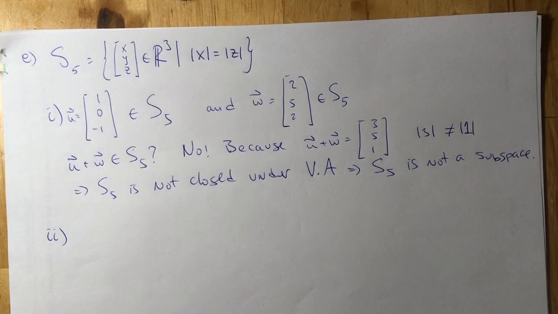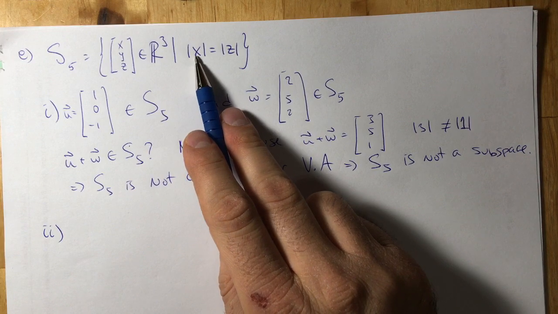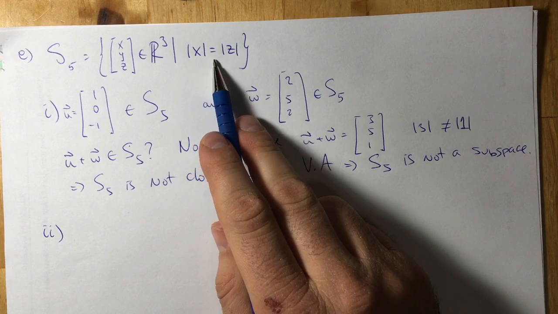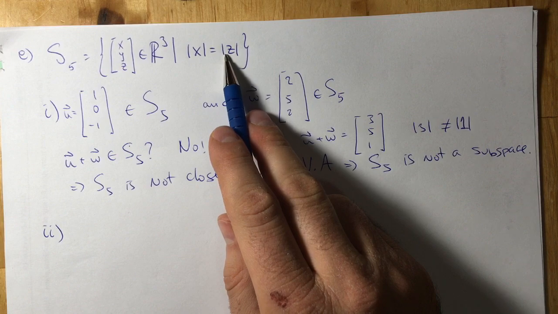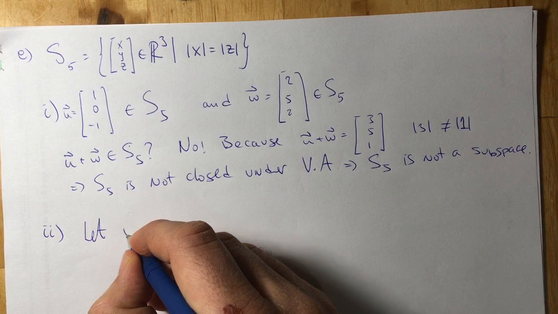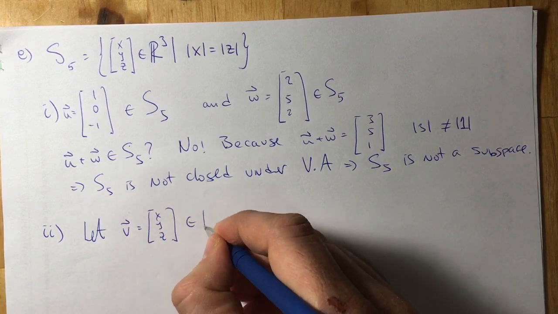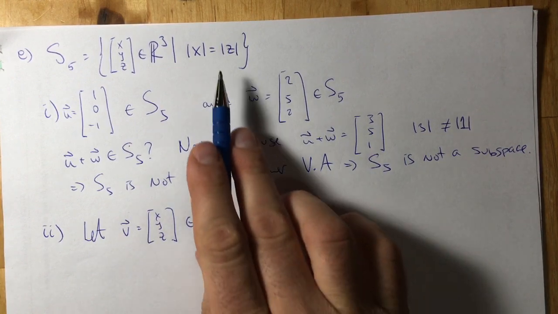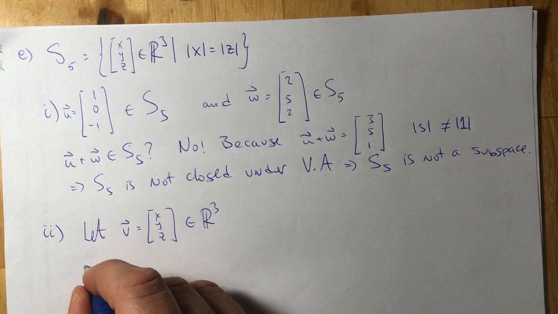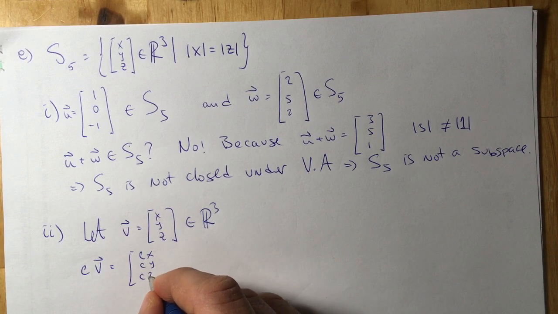Okay, the thing is that this set is closed under scalar multiplication, because any constant multiplied by x will be equal to the same constant multiplied by z. Okay, so take any, let the vector v, the general vector from S5, x, y, z, be in R3. That means that this condition is satisfied for this vector. Then c times v is equal to cx, cy, cz.